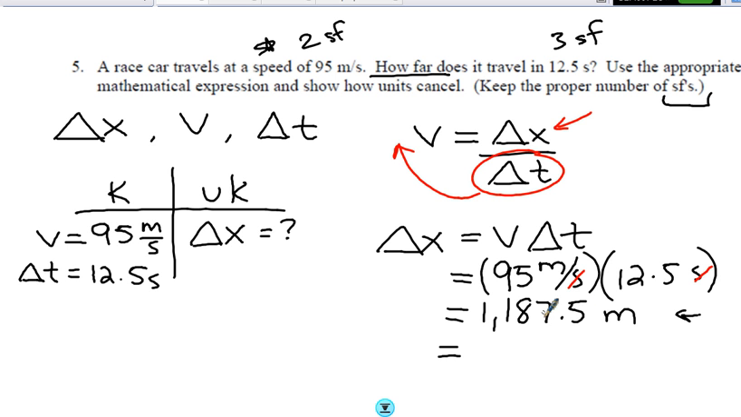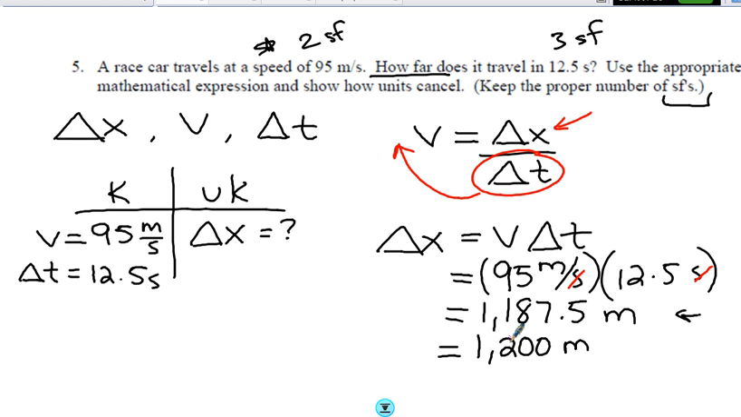So we're going to get rid of the 5 and bump the 7 up to an 8. We're going to get rid of the 8 and bump this 8 up to a 9. And we're going to get rid of the 9 and bump this up to a 2. And we get 1,200 meters.